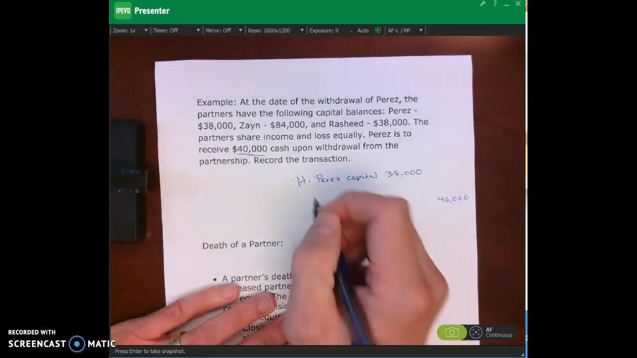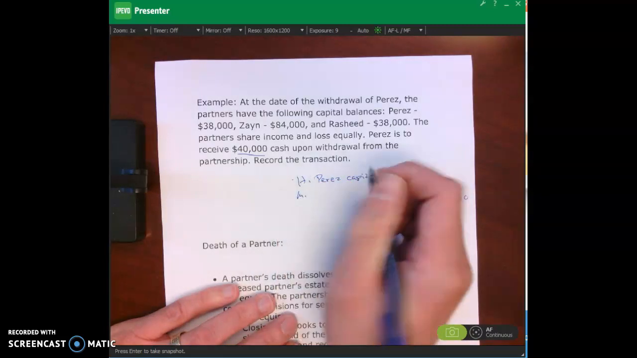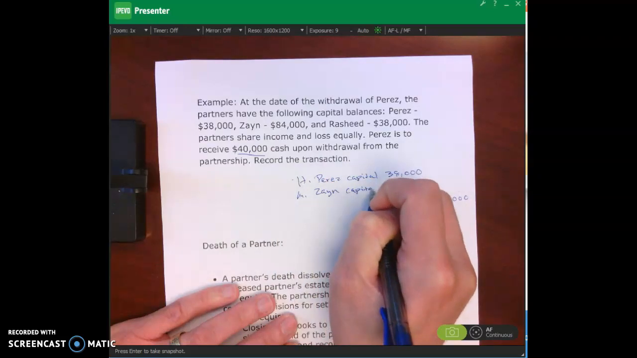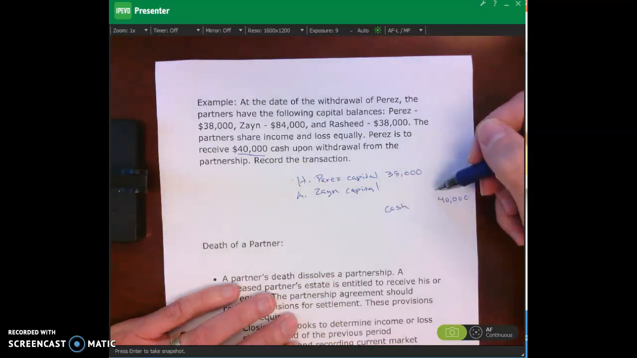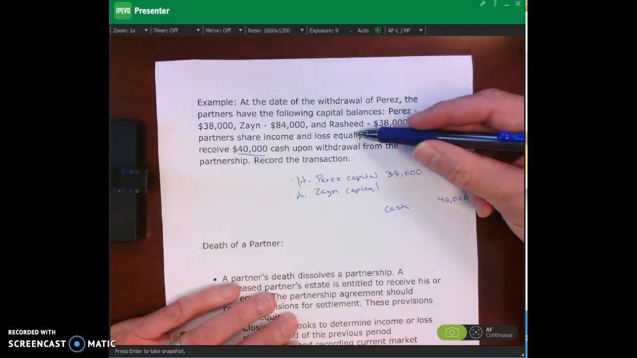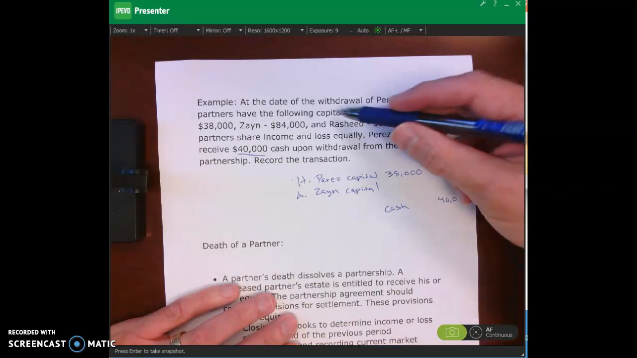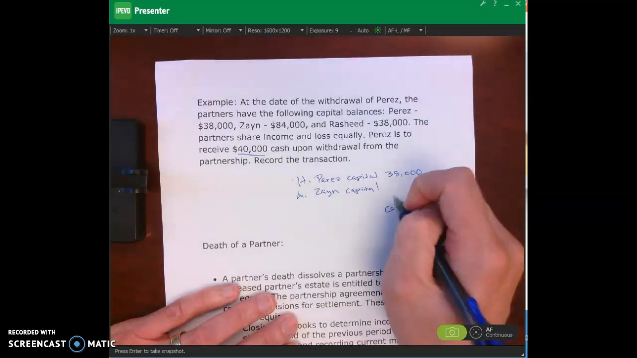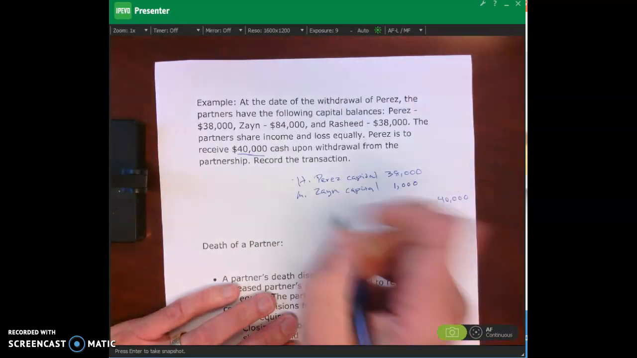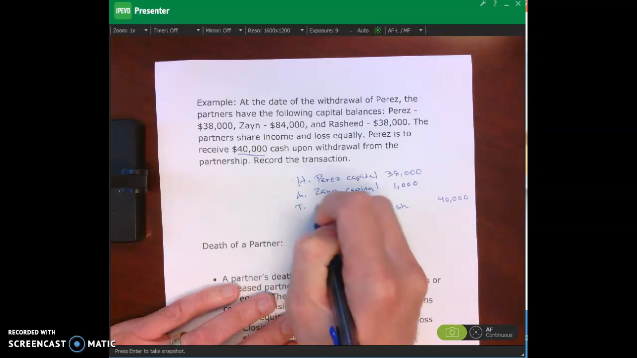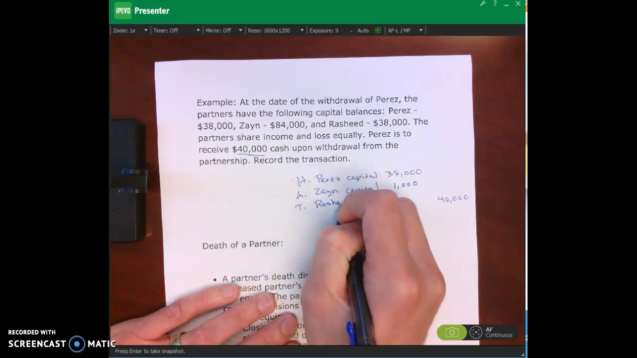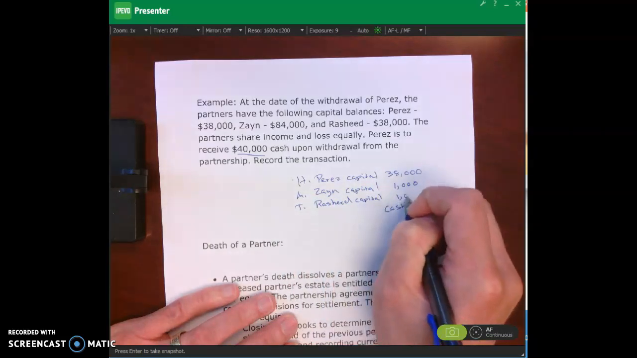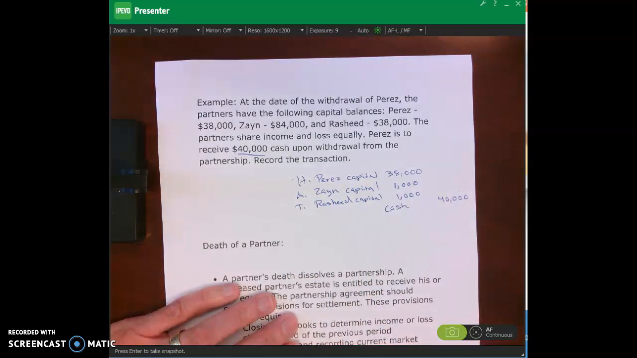So now I debit Kayla and Rashid capital. The difference is $2,000, but it's shared equally. We divide the $2,000 by 2 because there are two remaining partners, so they each get their capital balances decreased by $1,000. And that's our journal entry.